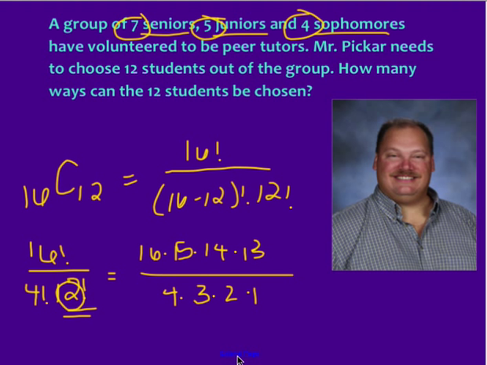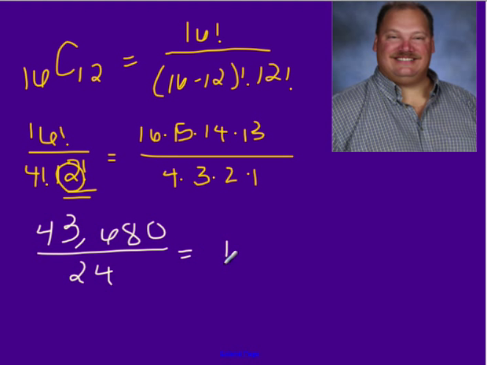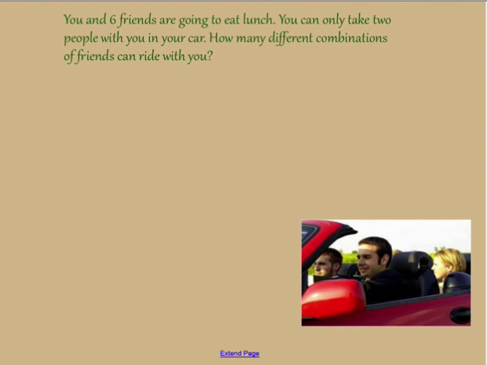So let's take a look at what that looks like. 16 times 15 times 14 times 13 is going to give us 43,680. Divided by 4 times 3 times 2 times 1, which is going to give us 24. So then there's 1,820 different ways that we can assign those groups of juniors and seniors. Next, let's take a look at number 3.